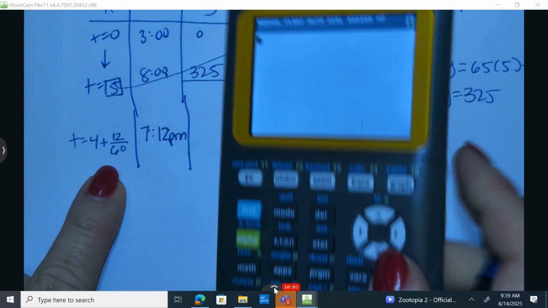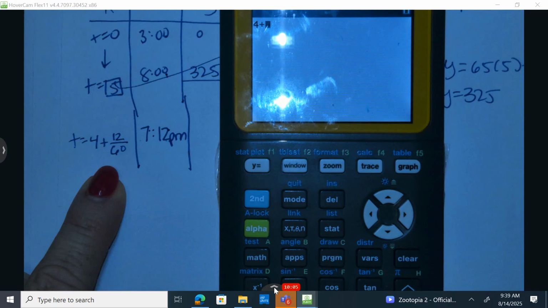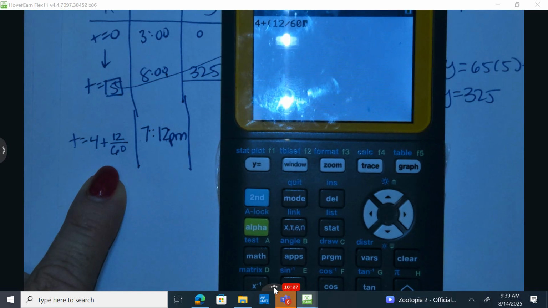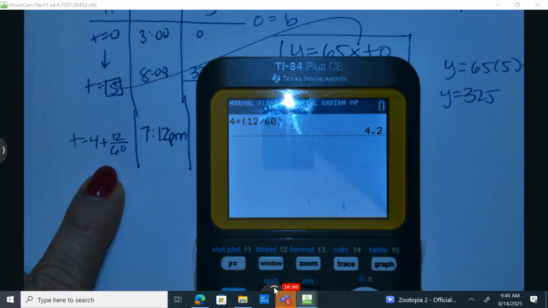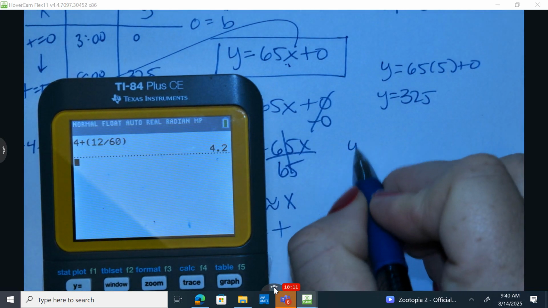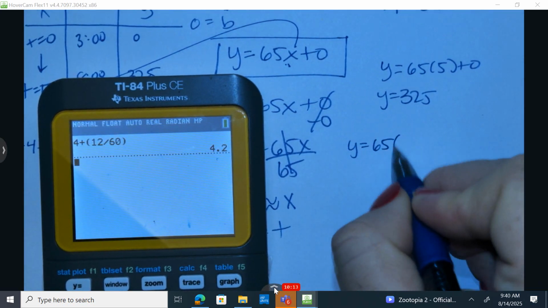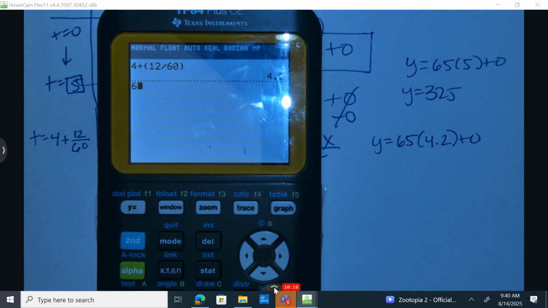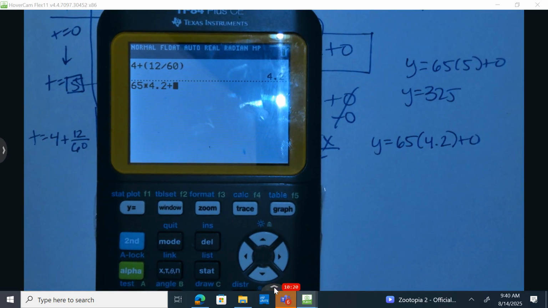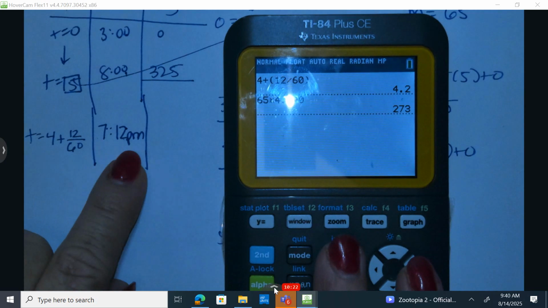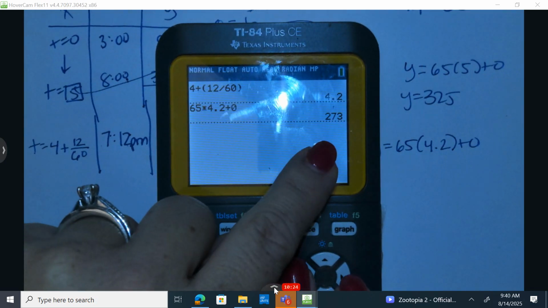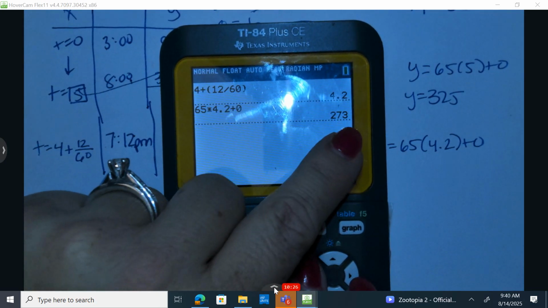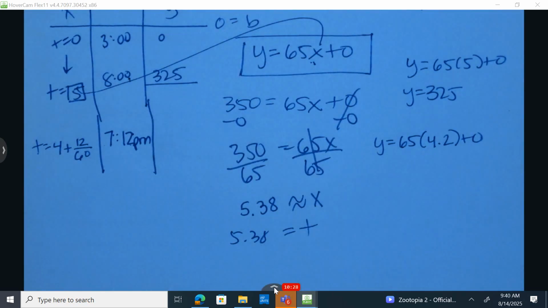Grab your calculator. We're going to put this into a decimal form. 4 plus 12 divided by 60. That's now my t value. So I could come over here, and if this was the question, I would take 4.2 times 65. And at 7:12 p.m., we can assume that you have traveled 273 miles.